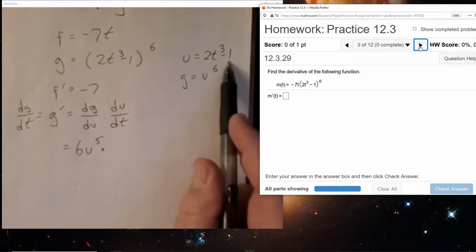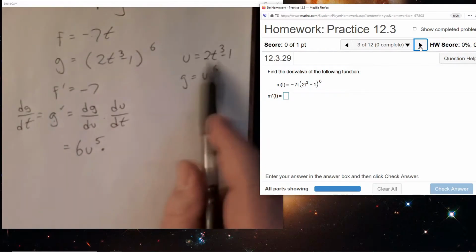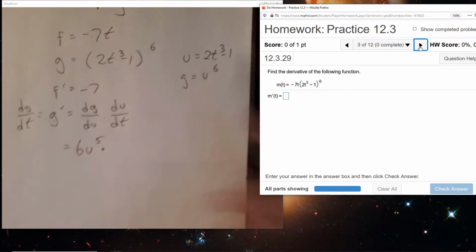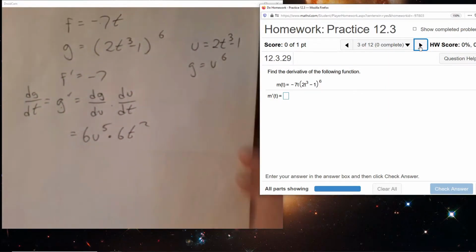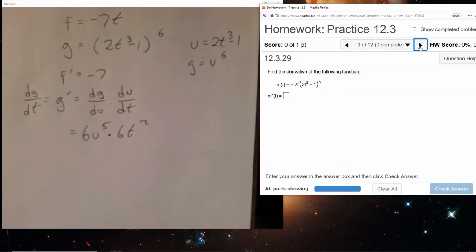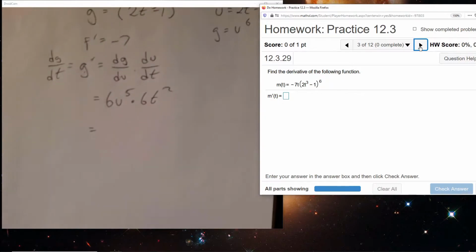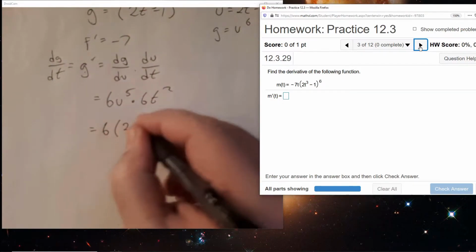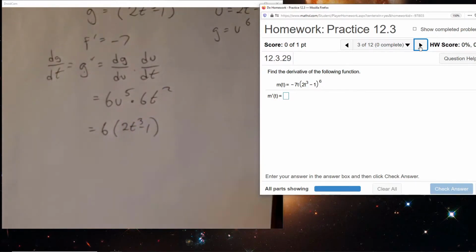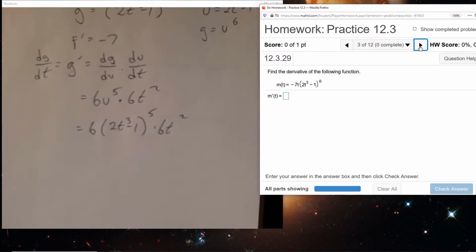Well, here's u. So we take this derivative with respect to t. So 2t cubed is 6t squared, and the derivative of minus 1 is 0. Here's our answer. And now to polish it all up, we'll plug back in what u is. So we define u to be t cubed minus 1. That's all to the 5th times 6t squared.